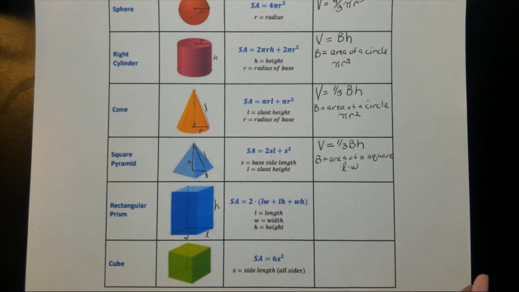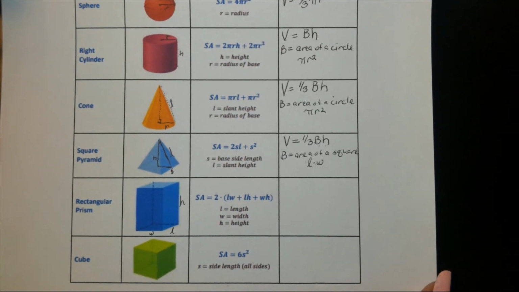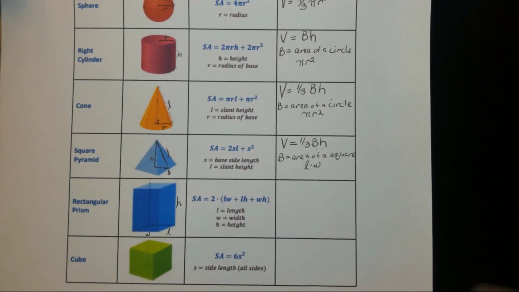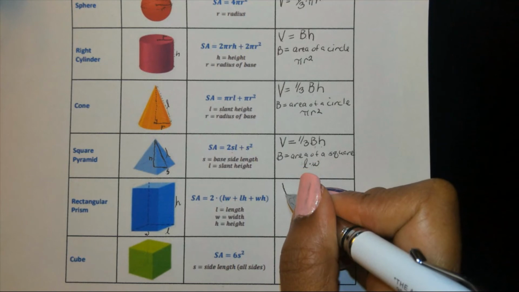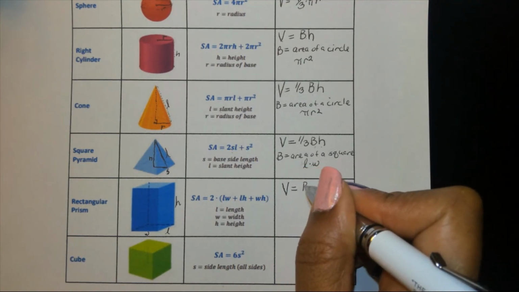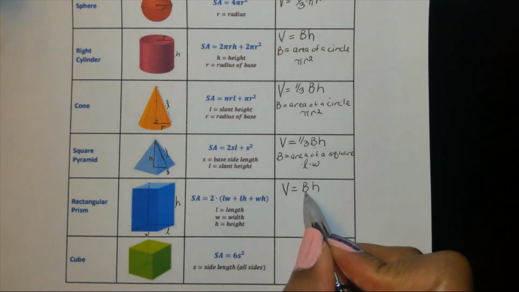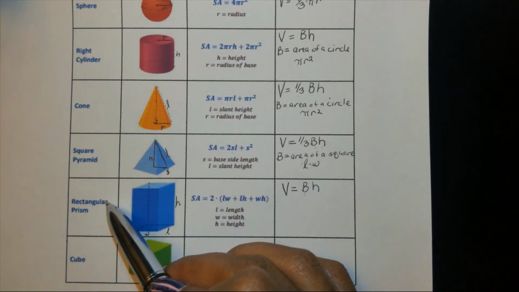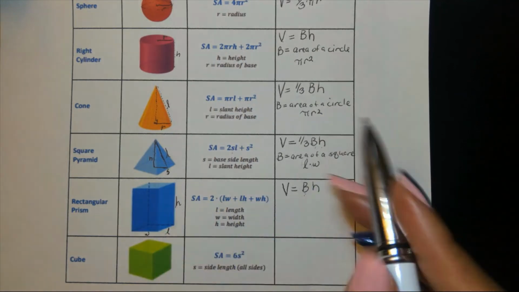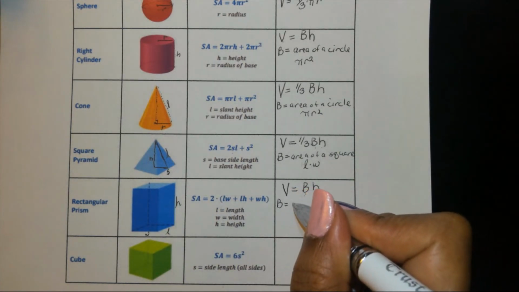Okay. All right. So what formula will we use for this one? You've probably guessed it. So the volume formula for this one is going to be our big B times the height. And again, remember the big B is the area of the base, whatever the base shape is. And in this one, they tell us that it is going to be rectangular. So we know that our big B is going to be the area of a rectangle.